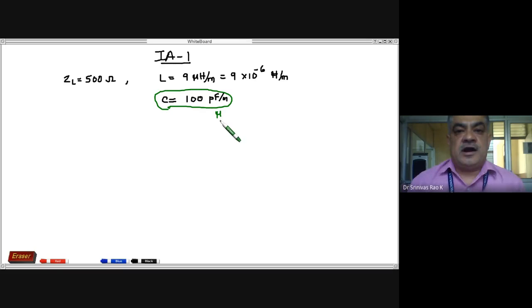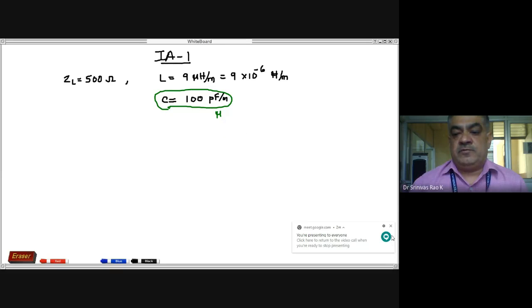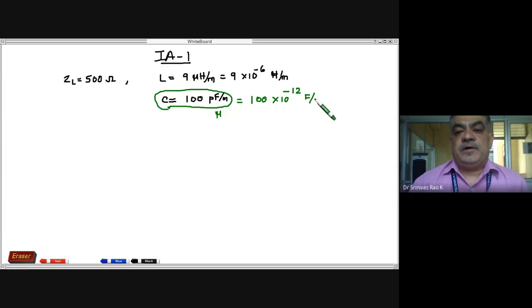See, this mistake you can't make in the exam. Because you are electronics and communication engineers, we cannot afford to make such mistakes. If you are unable to note down what is picofarad and what is microfarad, it is very bad actually. Now we are in higher semesters also, so you are expected to know all these small terminologies. For picofarad, people have written 100 into 10 to the power of minus 6. So it is wrong actually. We have to write 100 into 10 to the power of minus 12 farad per meter.